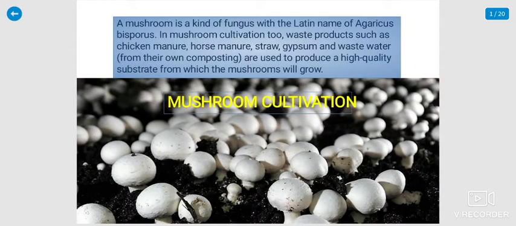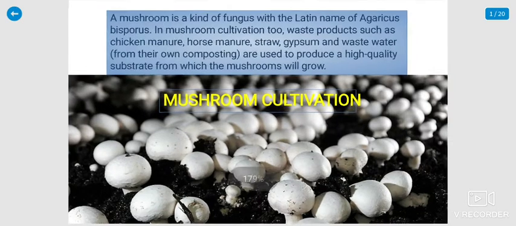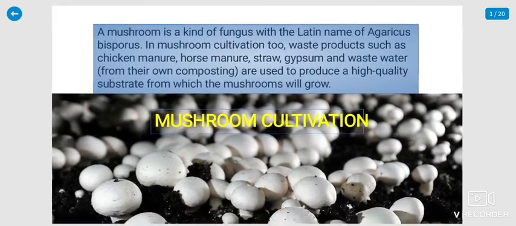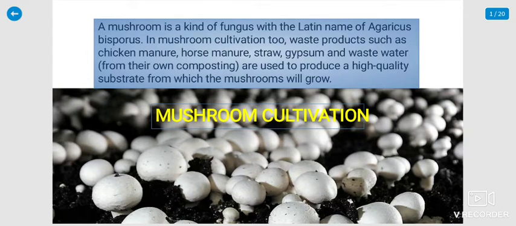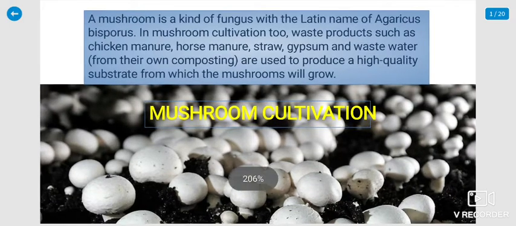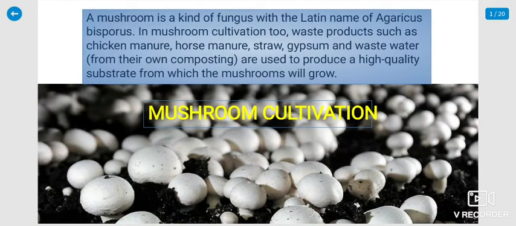Previously, we discussed single cell protein and some other microbial food components. Now, mushroom cultivation process and methods, etc. So actually, we know the mushroom. It is one of the fungus species in advanced higher plants.